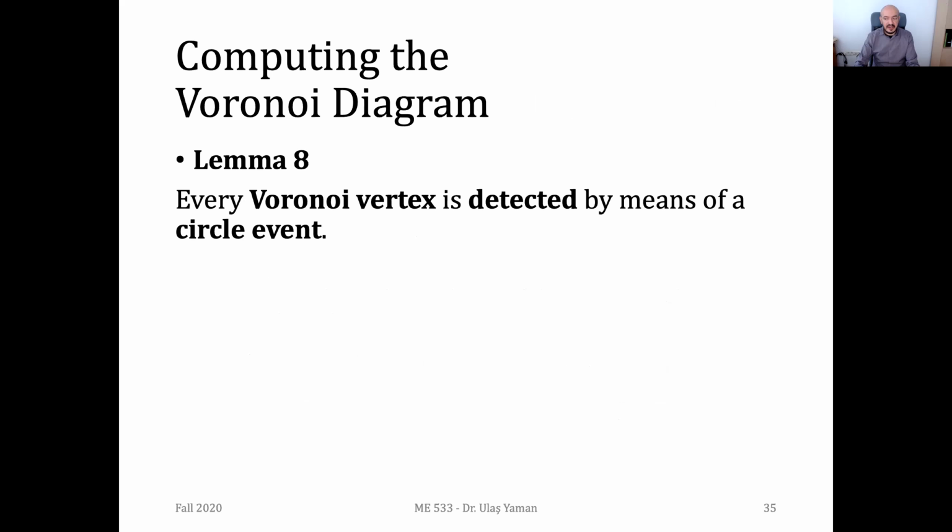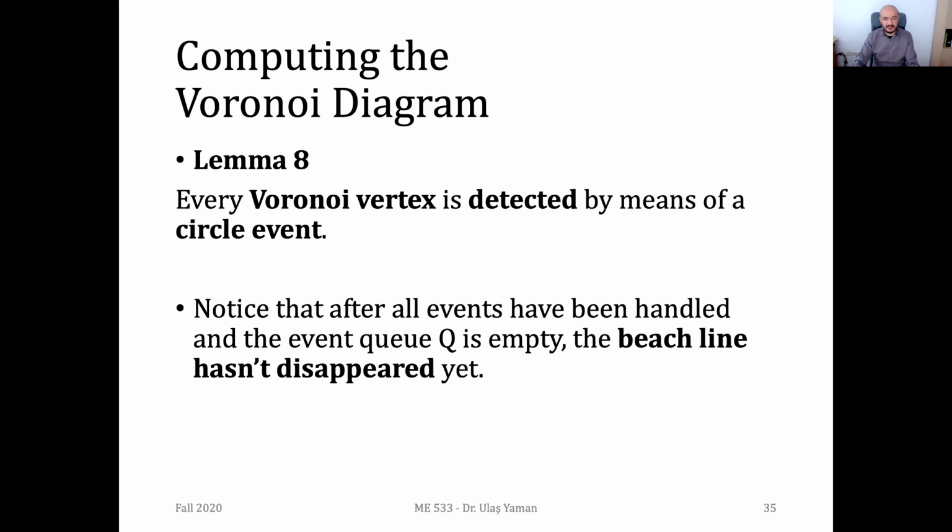We have another lemma, which is somehow related to the circle events. Every Voronoi vertex is detected by means of a circle event. And we can say that all these events should have been handled, and the event queue should be empty once you have completed the Voronoi diagram. Once you handle all the events, you will have this data structure empty, but still have a beach line existing.